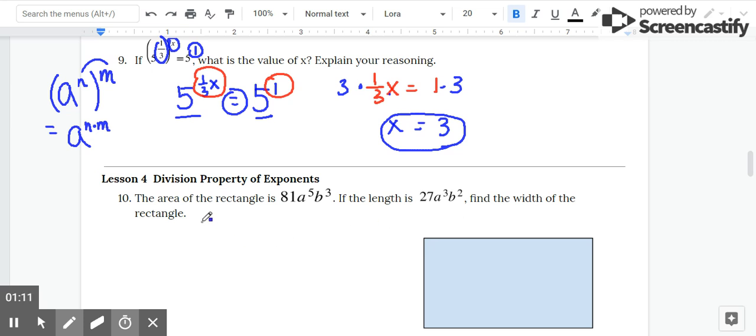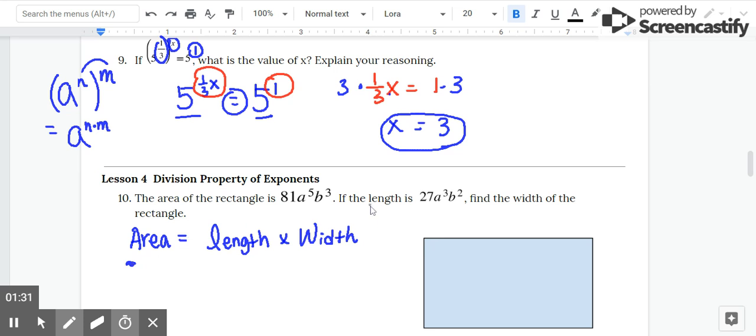And number 10, it's about the area. So how do you find the area of the rectangle? Area of a rectangle is length times width. So copy it down, and let me just rewrite it.